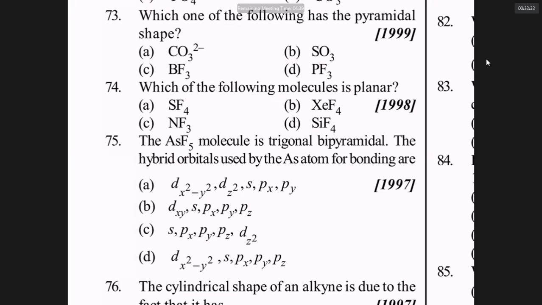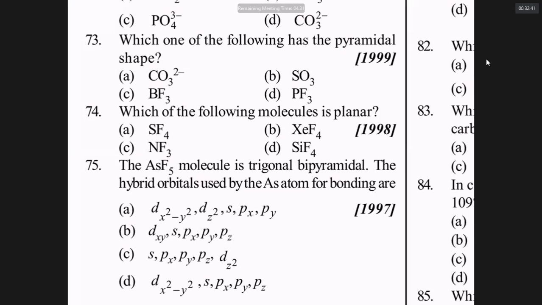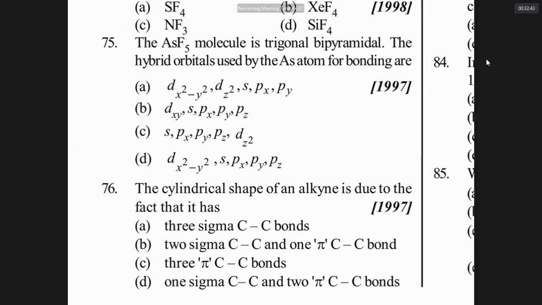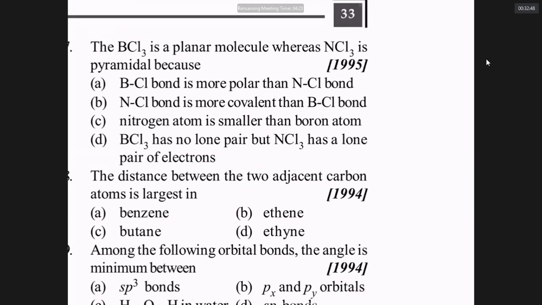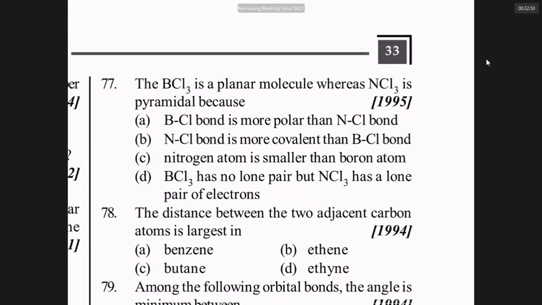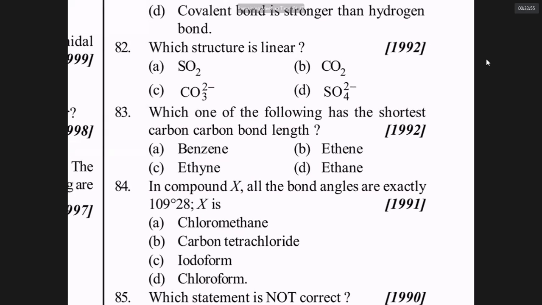The cylindrical shape of alkyne is due to... Let's not go there. Let's confine ourselves to this, because we have not yet discussed alkynes. Question number 82. CO2, sir. Option D. CO2 is linear.